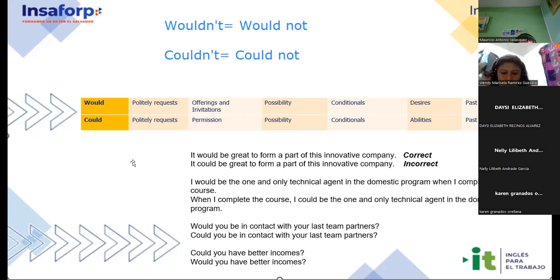Razonando un poquito, pero luego vamos a ver ya un poquito más tranquilo esto, ¿ok? Vamos a ver, it says, would you be in contact with your last team partners? Veamos la siguiente pregunta. Could you be in contact with your last team partners? ¿Qué sentido tendrá la primera pregunta? What is the sense in the first question?